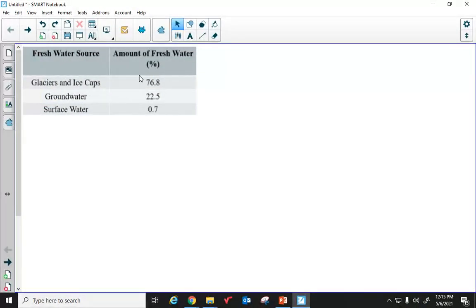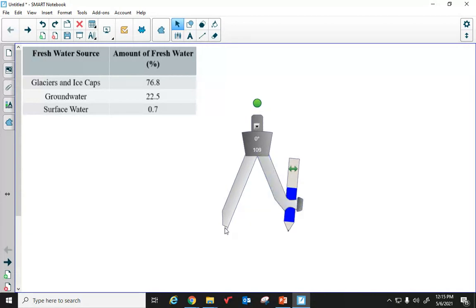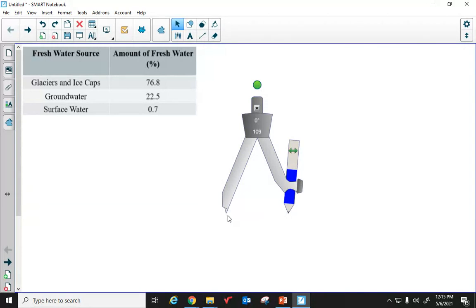here are the different categories of fresh water. Now, the first thing I need to do is draw a circle. You don't need to do this because the circle is already drawn for you. I'm going to use a compass to do this. The way to draw a circle with a compass is you have a pointy edge of the compass and a pencil edge. The pointy edge of the compass represents the center of the circle.